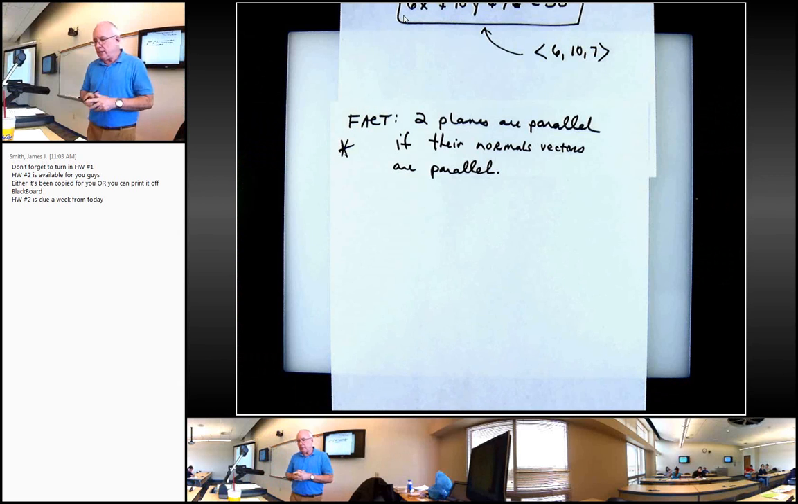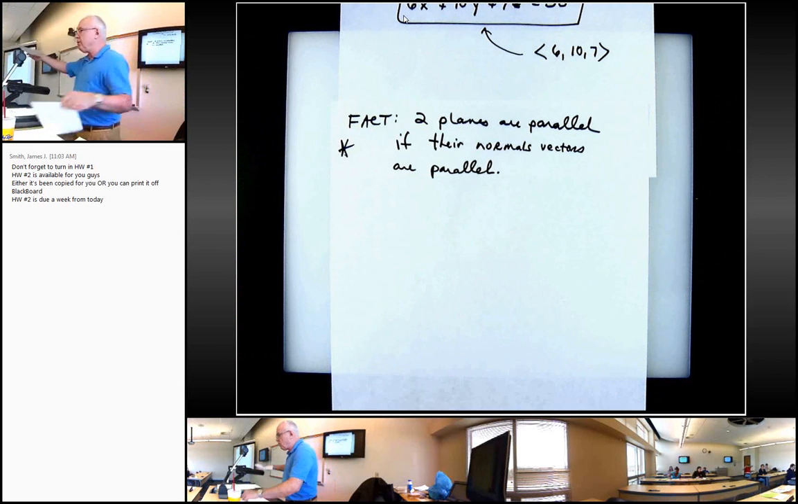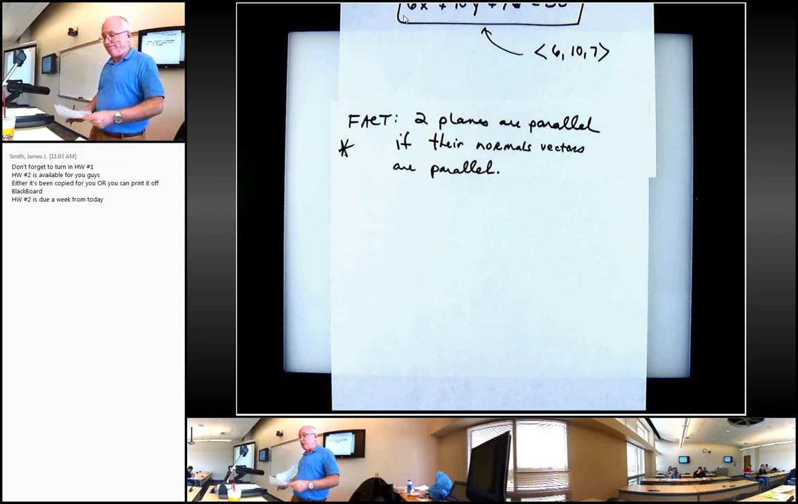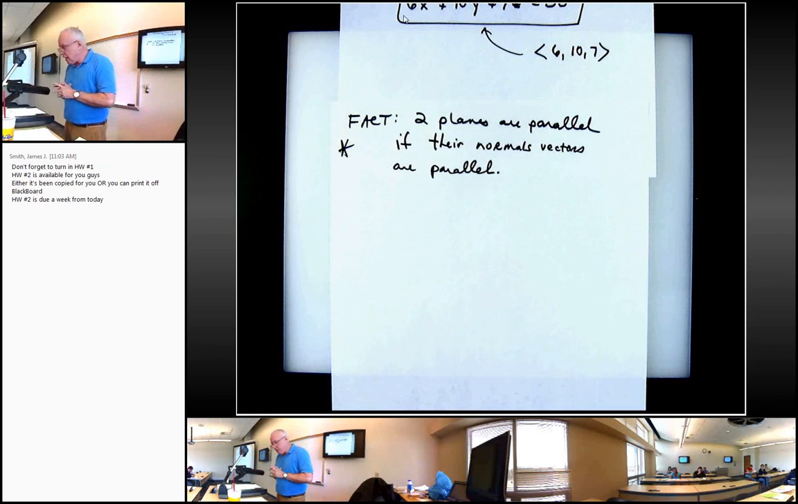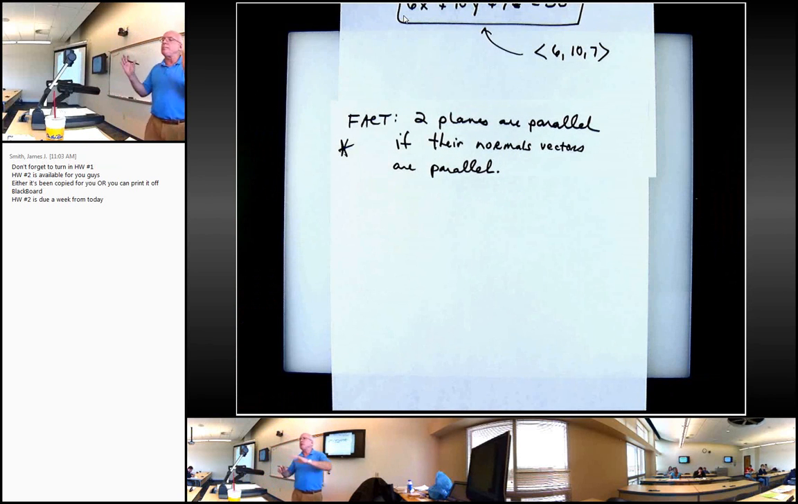So basically, we've got two planes, one floating over here, one floating down here. Look at the normal vectors that are sprouting out of each one of them. The normal vectors are either going to be pointing in the same direction or exactly 180 degrees. Either way, they're going to be parallel to each other. Okay? All right.